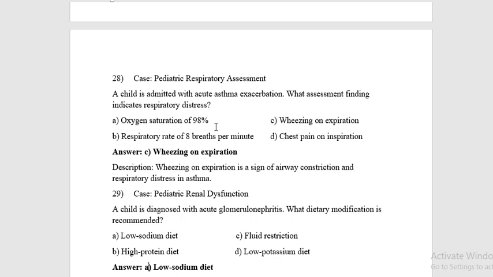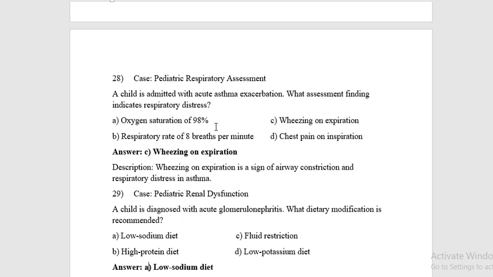Question 28. Pediatric respiratory assessment. A child is admitted with acute asthma exacerbation. What assessment finding indicates respiratory distress? A. Oxygen saturation of 98%. B. Respiratory rate of 8 breaths per minute. C. Wheezing on expiration. D. Chest pain on inspiration. The answer is C.